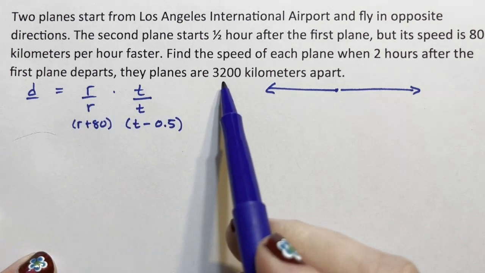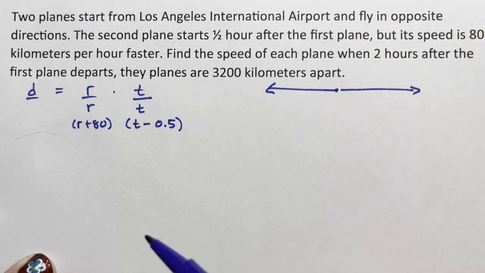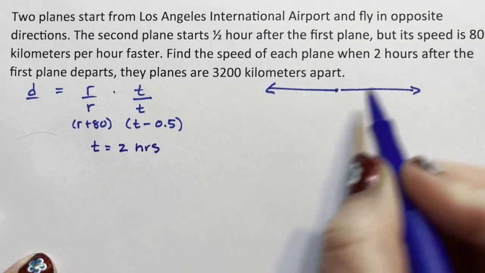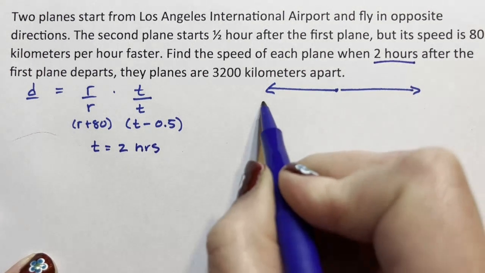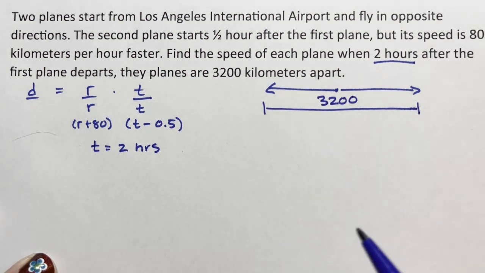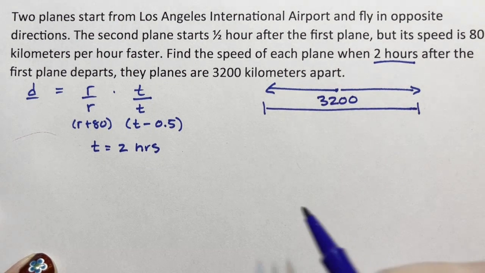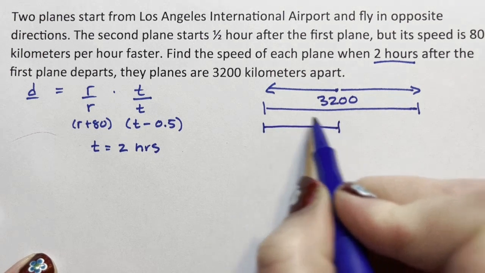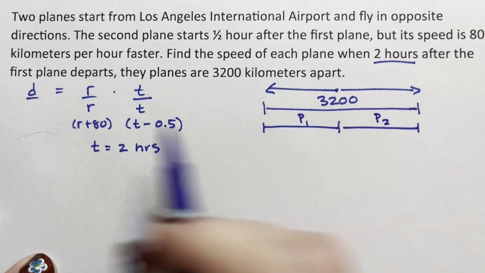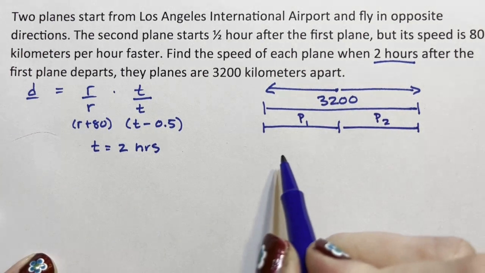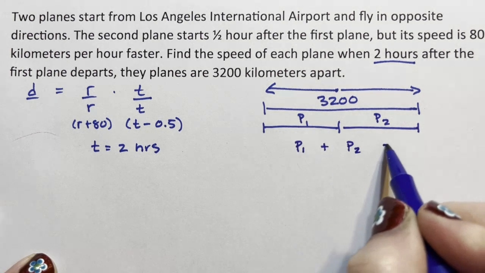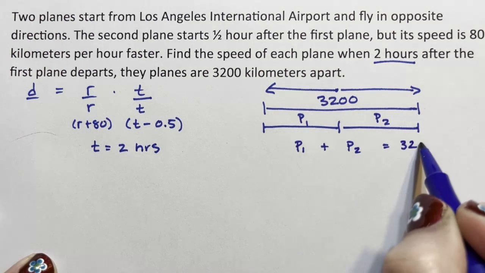They're 3,200 kilometers apart. Okay, so we know that t is equal to 2 hours, because that's what this says, 2 hours. And we know that this distance right here is 3,200 kilometers. So if this is plane 1, and this is plane 2, we don't know their individual distances, but we know that if we add them up, plane 1 plus plane 2, it has to equal 3,200.